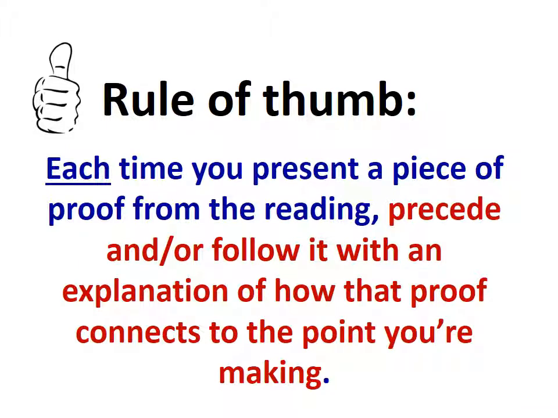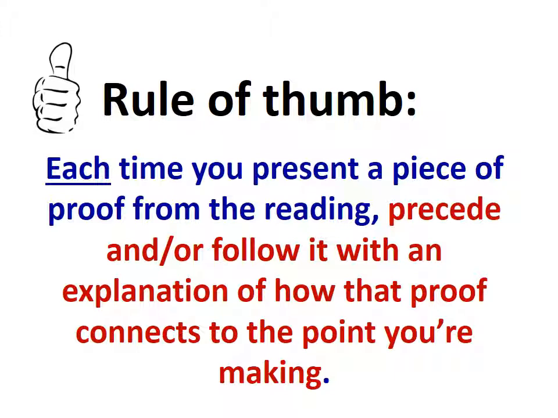One way to avoid the confusion that could occur in a paragraph like the one I just showed you is to follow this rule of thumb. Each time you present a piece of proof from the reading, whether it be a summarized detail or a quotation from the reading, precede and/or follow it with an explanation of how that proof connects to the point you're making. So, if you present a quote, it needs to be followed by an explanation for how that quote connects to the point that you're making in that paragraph. The point will have been expressed in your topic sentence for that paragraph.